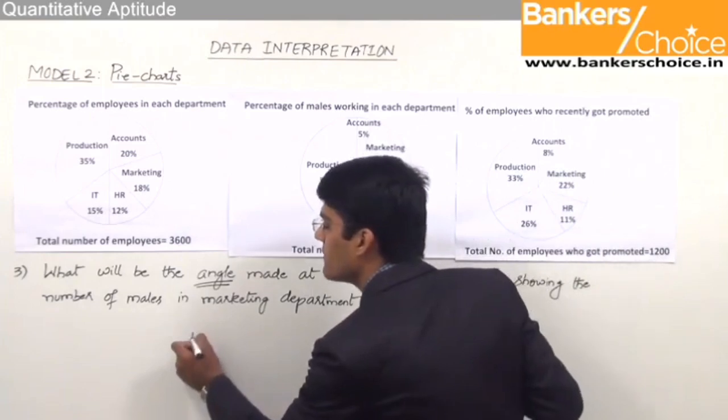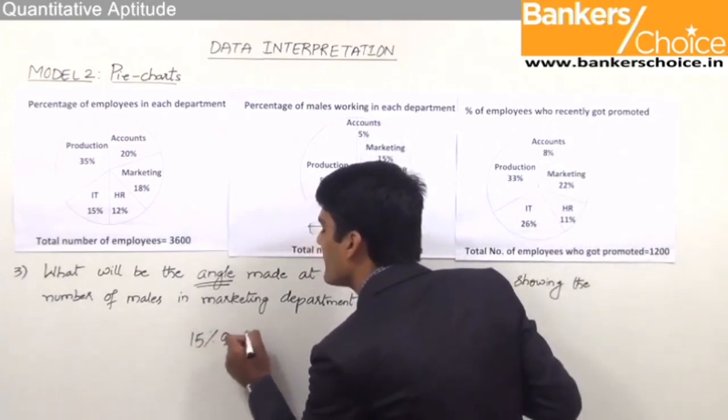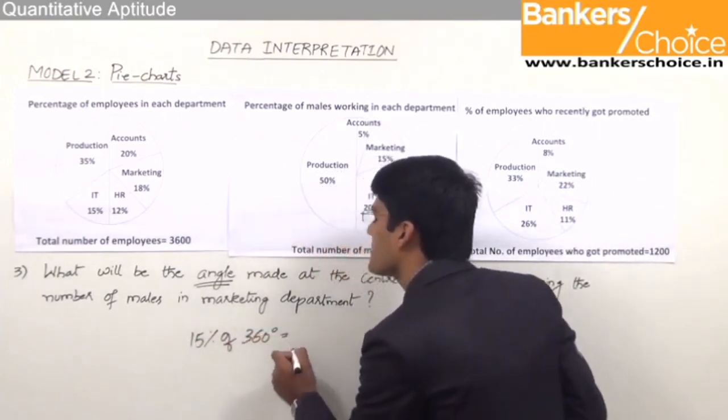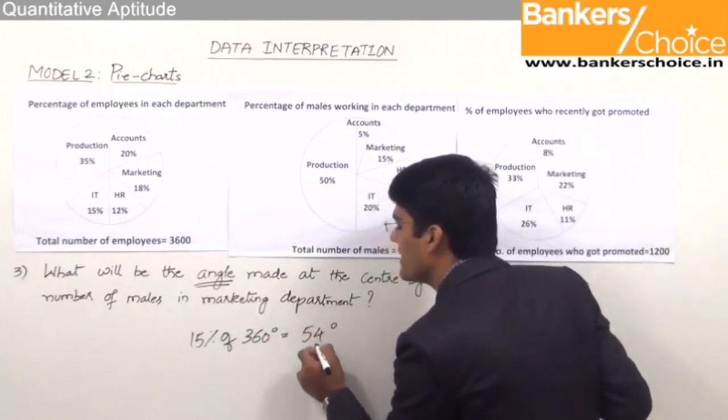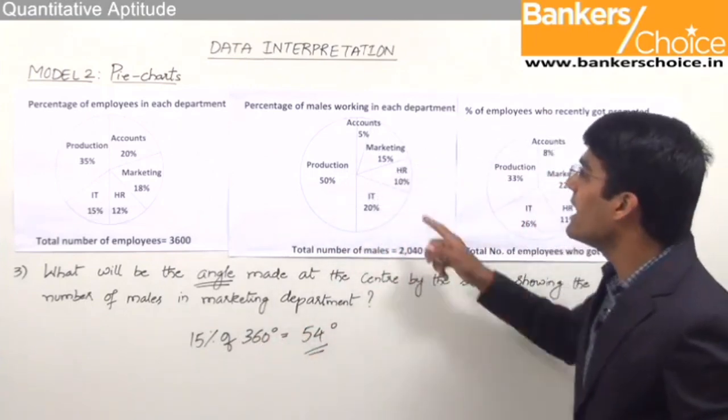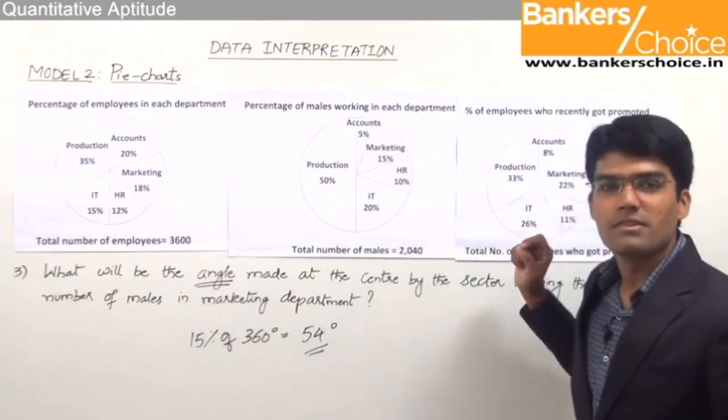So the answer for this question will be 15% of 360 degrees. 15% of 360 degrees will be 36 plus 18, 54 degrees. So that is the angle that will be made at the center by this marketing region.